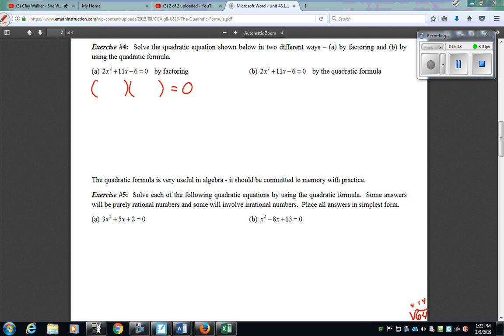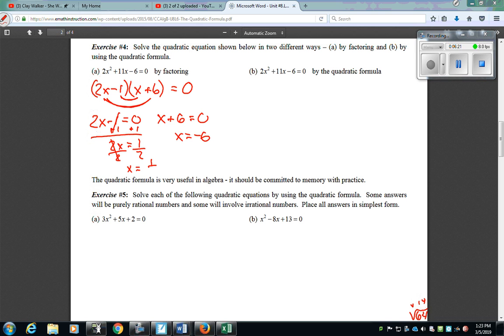I'm going to try 2x and x. And then it looks like I'm going to try a positive 6 and a negative 1. So I'm going to check for my middle term, negative 1 and positive 12. That'll give me 11. So that means I can set these equal to 0. So I subtract 6 on each side, I have x equals negative 6. And if I add 1 and then divide by 2, I get x is 1/2. So I have two zeros, two solutions, 1/2 and negative 6.